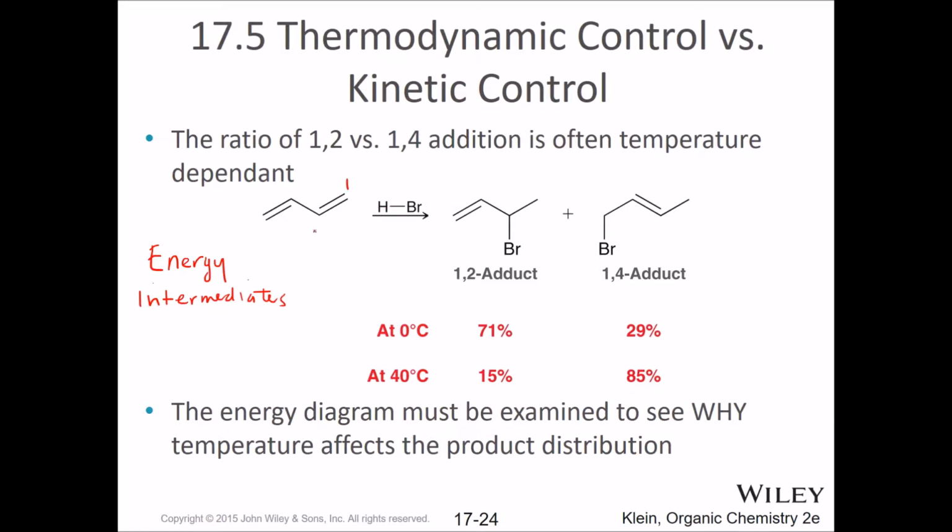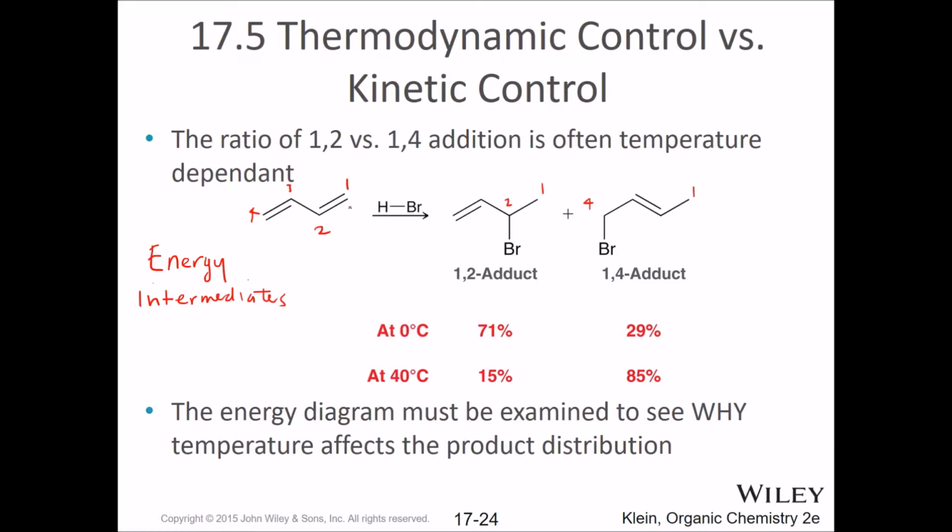So recall, of course, that if we get a 1,2-1,4 addition, we can get addition of the HBr at the 1,2 position, right? There you go. Or at the 1,4 position, right? Watch out for this double bond, by the way. The double bond didn't move. It was really the pi electrons that moved.